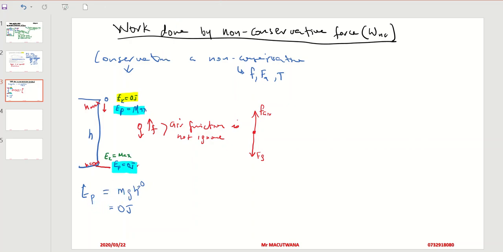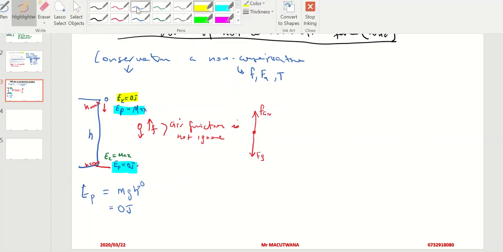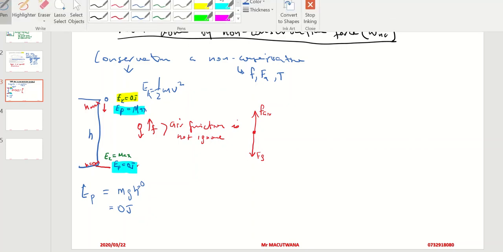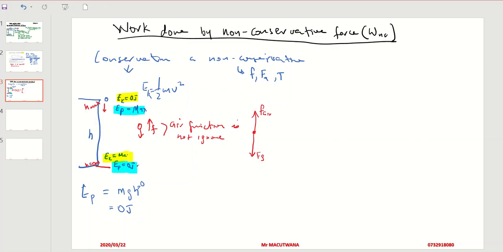But then if you think of kinetic energy now, which is half mv squared, that is your EK. As the object starts from rest and goes down, it picks up speed. So the velocity increases, which means kinetic energy is going to increase from 0 to a maximum, according to our discussion earlier.